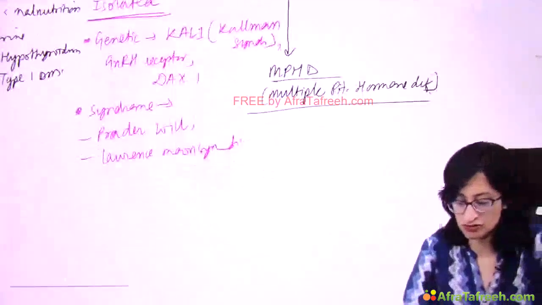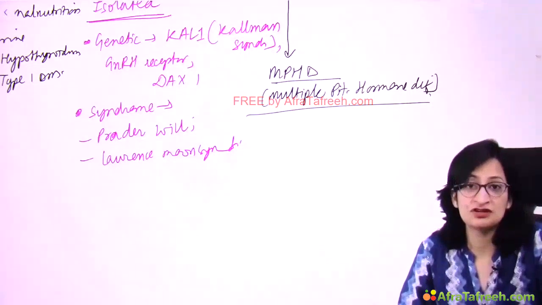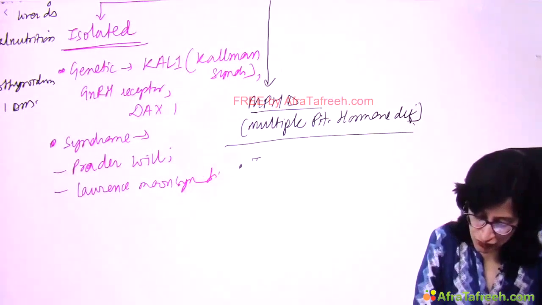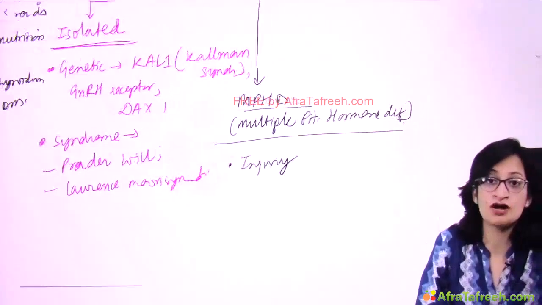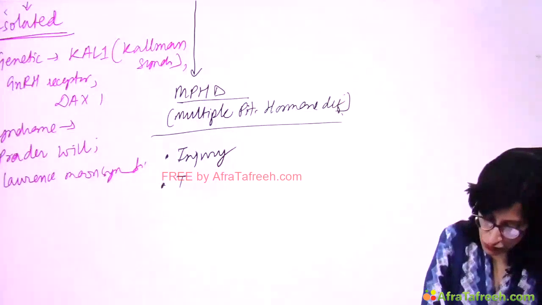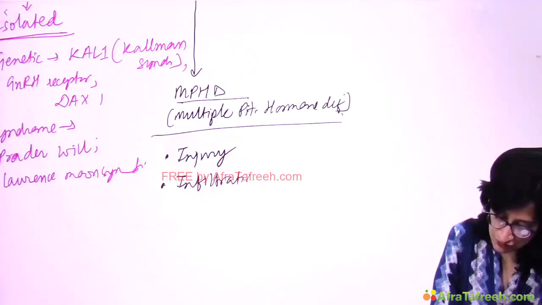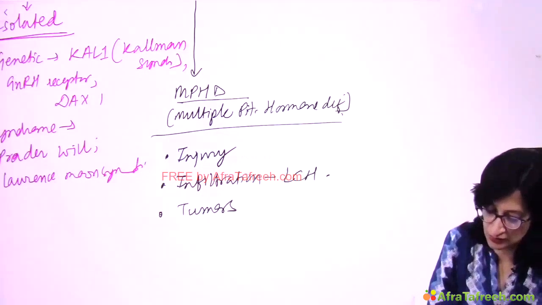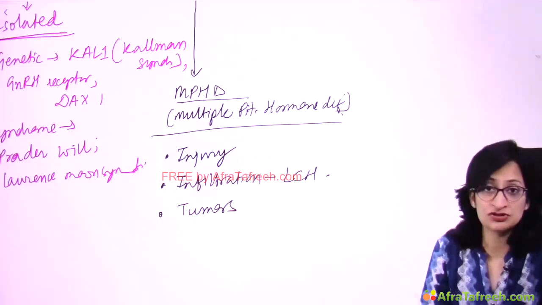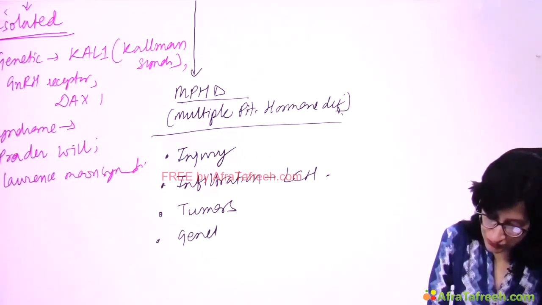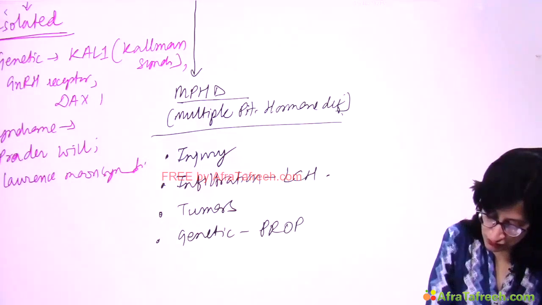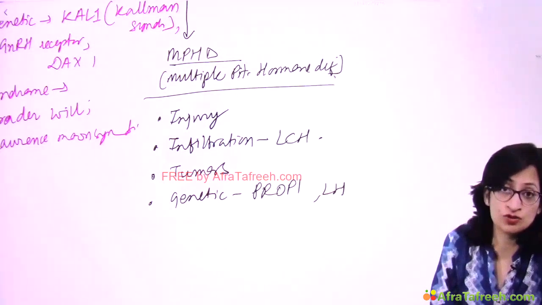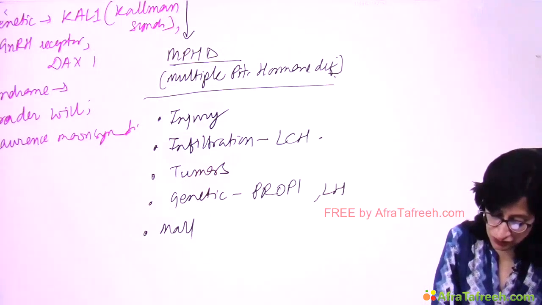Multiple pituitary hormone deficiency, we already saw the causes like injury, infiltration, trauma. So, we already know some of the causes like injury due to surgery, trauma or radiotherapy, infiltration by tumors like LCH, Langerhans cell histiocytosis, then tumors like craniopharyngioma. Then genetic causes where the PROP1 gene can be involved, LH gene can be involved. Malformations like septo-optic dysplasia, holoprosencephaly.